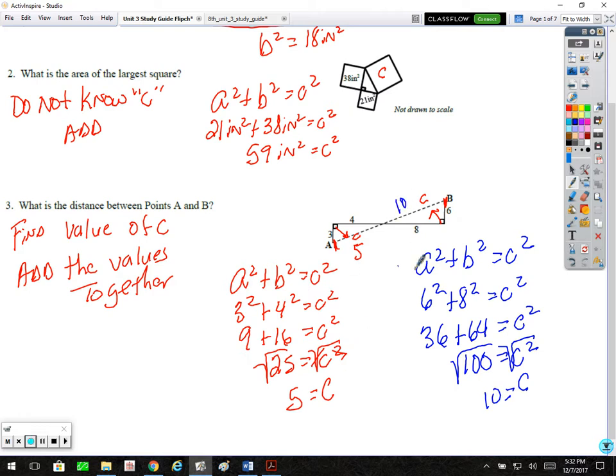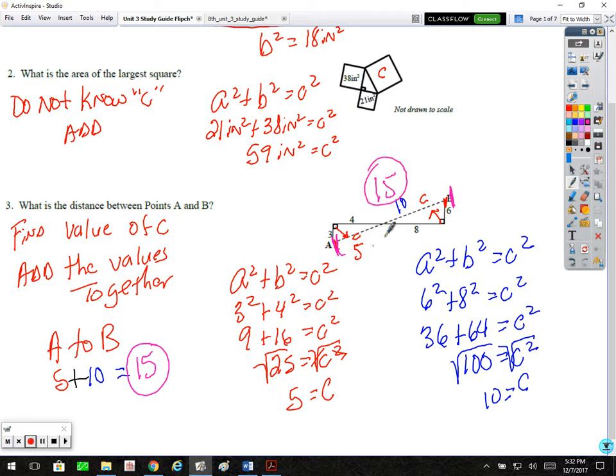All right. So now to find the total distance from A to B, we're going to take these two numbers right here and add them together. We have 5 plus 10 gives me 15. So the total distance from A to B is 15. Okay, whatever the units are.